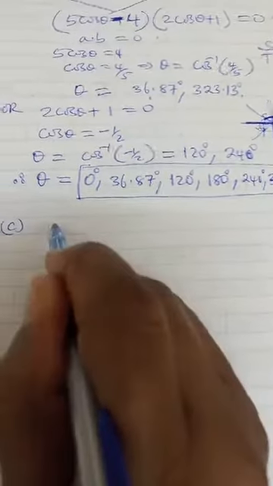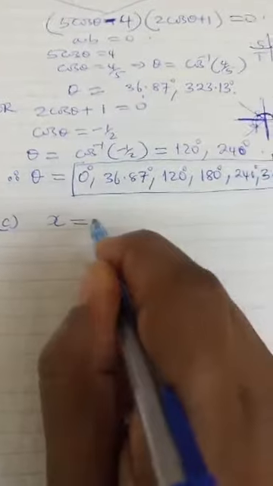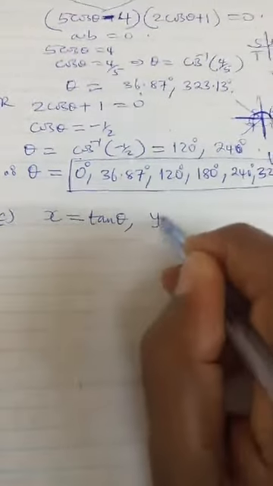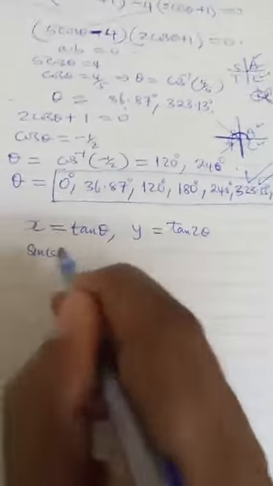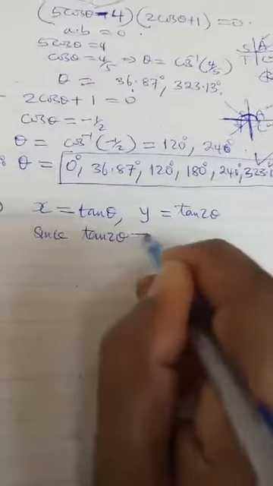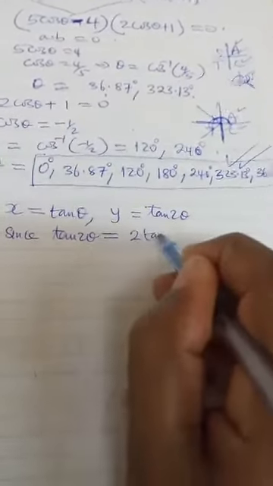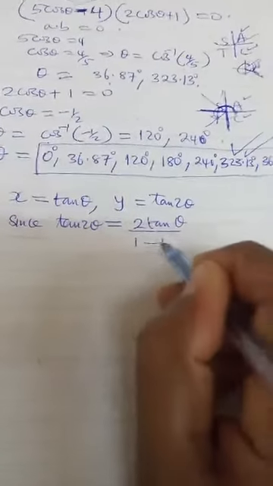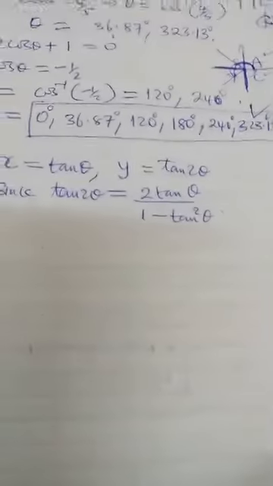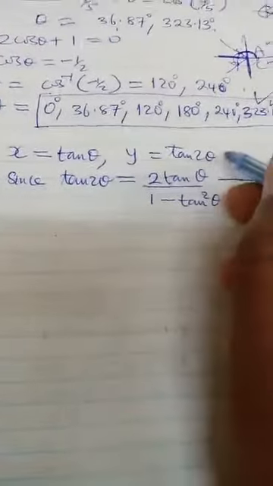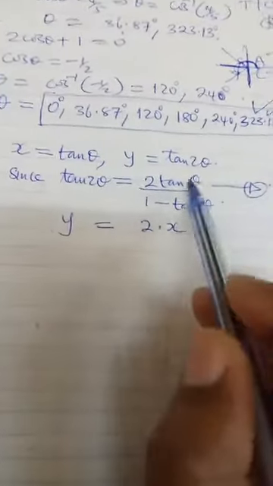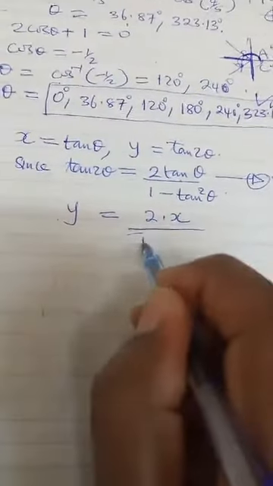Part C of 17: they want us to eliminate theta. They are saying x is tan of theta, and y is tan of 2 theta. To eliminate theta, I'll take y, and since we started with it from number 6, we know that tan 2 theta is 2 tan theta over 1 minus tan squared theta. We start from here. So tan theta is x. Now I can substitute in and say y will be equal to 2 times x over 1 minus x squared.